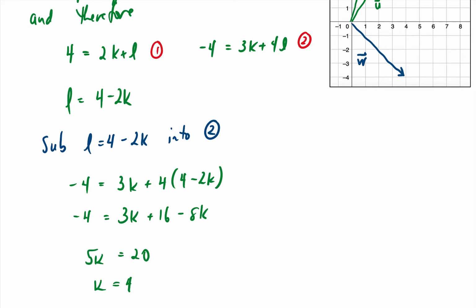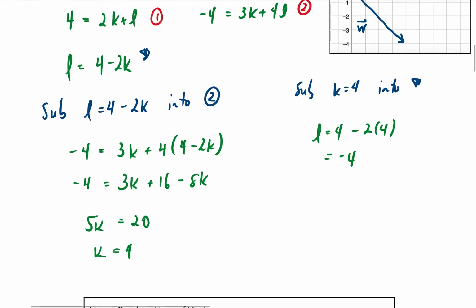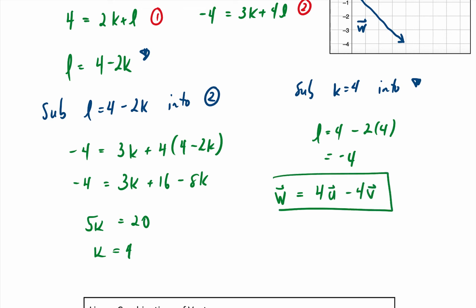So our next step is to solve for the l value. So we're going to sub k equals 4 into, let's call this one star, into our star equation there. And we end up with l is equal to 4 minus 2 times 4, which is equal to -4. So what we now see is that w is equal to 4 u's minus 4 v's. So we have expressed w as a linear combination of u and v.